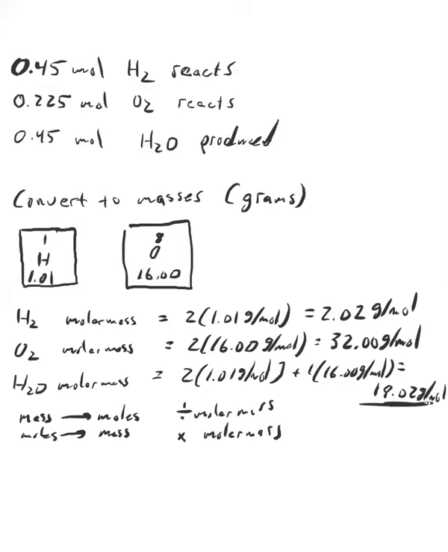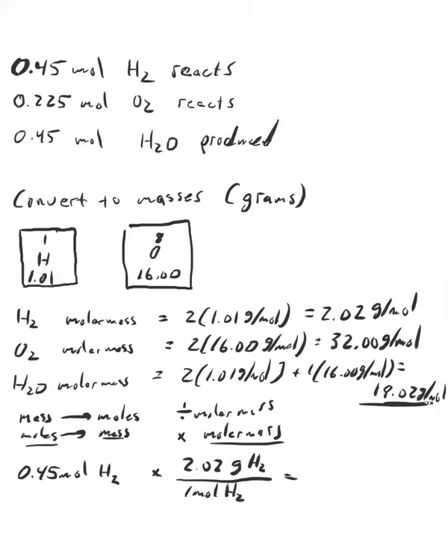So let's do hydrogen, 0.45 moles of H2. We're going from moles to mass, so we're going to multiply by molar mass. Oh, I'm sorry, I put H2O. We're doing H2 first. 2.02 grams of H2 per mole of H2. So 0.45 times 2.02, and you get about 0.9. I'm going to round it to 0.91.